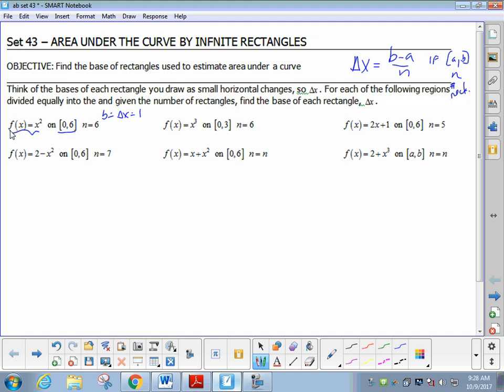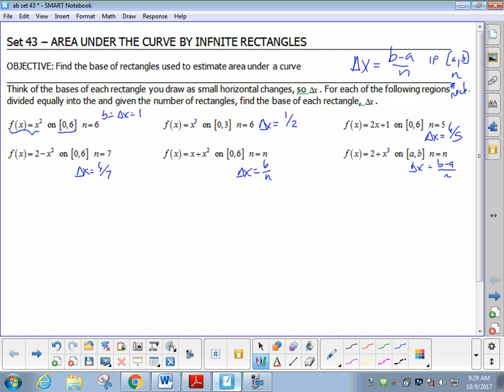So, what is base or delta X for 2? 1/2. What is delta X for 3? 6/5. What's delta X for 4, for the next row? 6/7. And more generally, the fifth one? 6/n. Now that's what we will typically use, divided into n chunks, not a defined or finite number of chunks, but an undefined number of chunks. What about the last? B minus A over N. Okay. Now then, that's the basis of each rectangle.